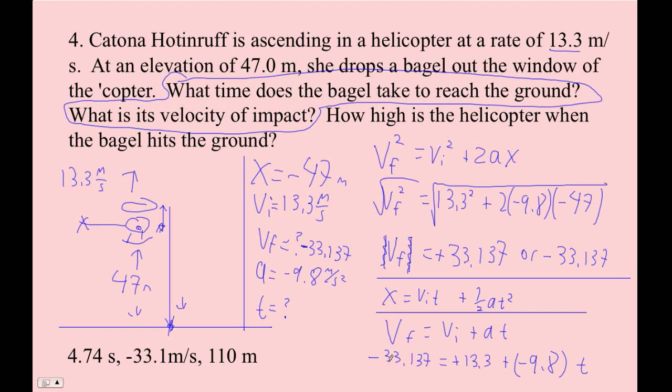You're going to get negative 46.437, right? Equals negative 9.8t. Then you divide that by negative 9.8, right? And when you do that, you get 4.7385.